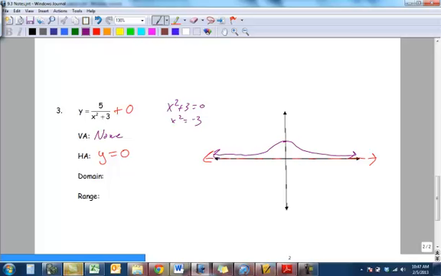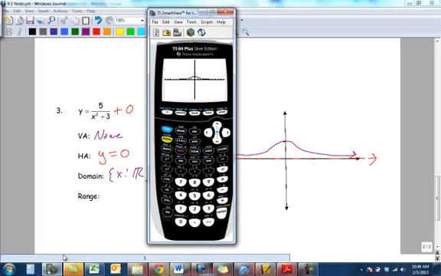So the domain, what x value is not being used? As it turns out, none of them, right? Everything gets used, so the domain is all real numbers. But the range, are any negatives getting used? No, no negatives are being used. And it looks like it kind of maxes out here. So how are we going to figure out where that max out point is? That's right, our max function again.